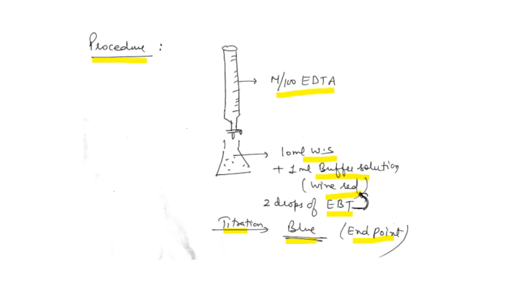So this is a very simple method for the estimation of hardness, because it is simple to calculate all types of hardness, and it gives accurate and reliable results for the hardness of the water sample.